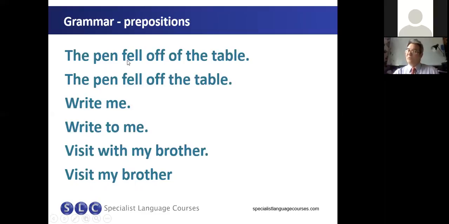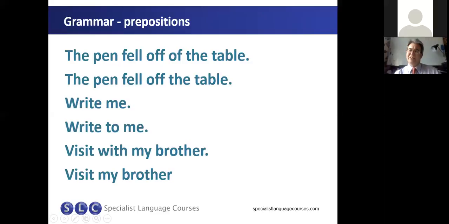I won't reveal yet which is which, but this is just to show you how differently we use prepositions. So here we've got off of the table, here we've got just off the table. We've got write me. So maybe two friends are leaving. One friend is going to study in another city perhaps, or live in another city. And don't forget to write me. Or they might say, write to me. One of them to me doesn't make sense. One of them is the thing I use every day. I'll reveal which in a moment.